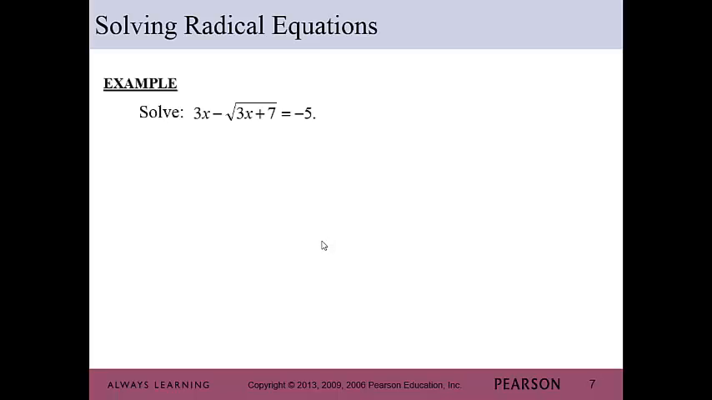All right, the next problem. You still want to get the square root symbol on the side by itself. So therefore, you're going to subtract the 3x from both sides. And just remember, you can't combine it with 5 because it's not like terms. Cross that out, leave you with a negative square root of 3x plus 7 equals negative 5 minus 3x.